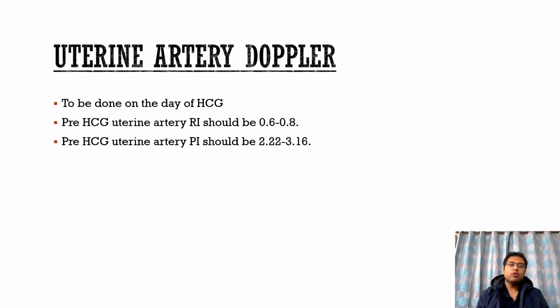Coming to uterine artery Doppler, it is to be done on the day of HCG injection. Pre-HCG uterine artery RI should be around 0.6 to 0.8, while pre-HCG uterine PI should be around 2.2 to 3.1. These are the parameters to be remembered in case of uterine artery Doppler, and it has to be done on the day of HCG administration.